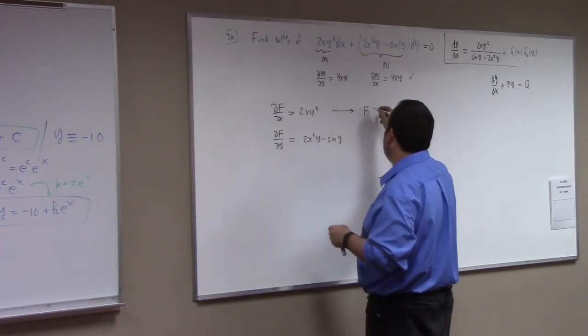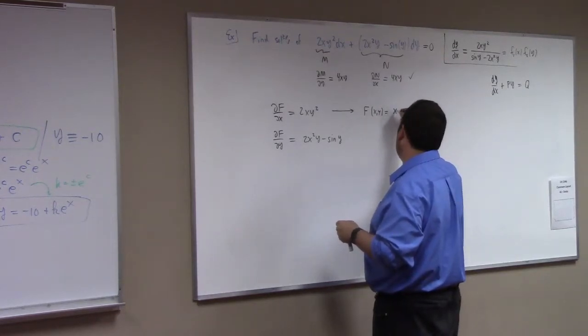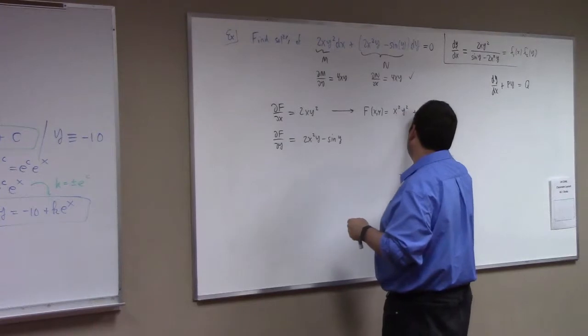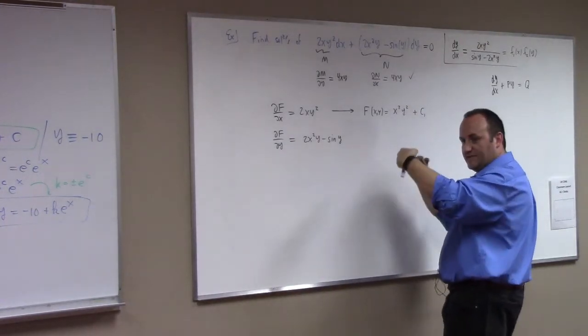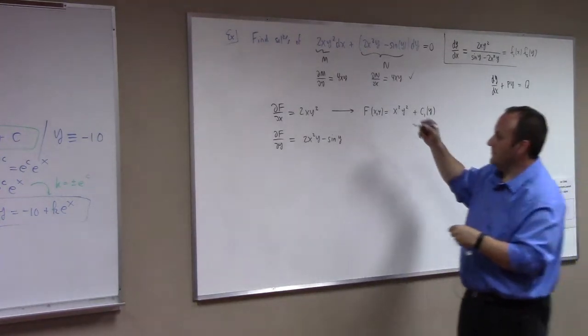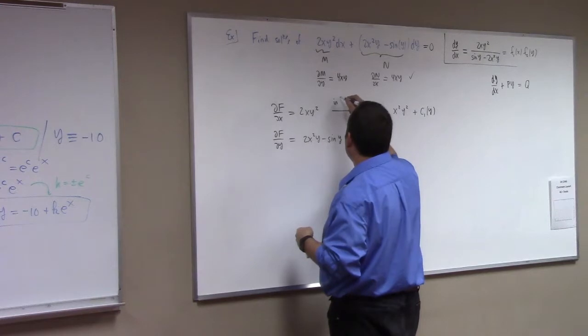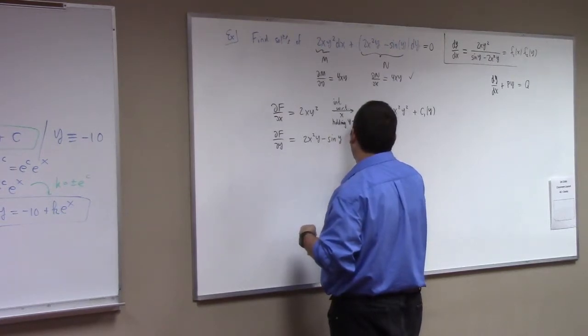All right, so f of x comma y apparently is equal to x squared y squared plus some constant. And here we're integrating with respect to x holding y fixed. So the constant is possibly a function of y, right? So here this arrow is integrating with respect to x holding y fixed.